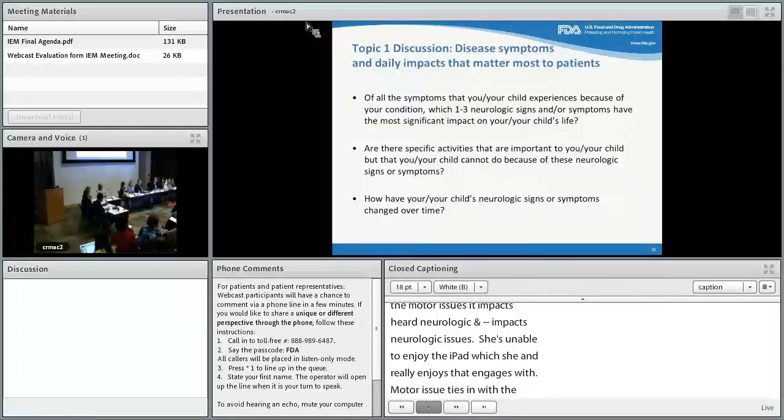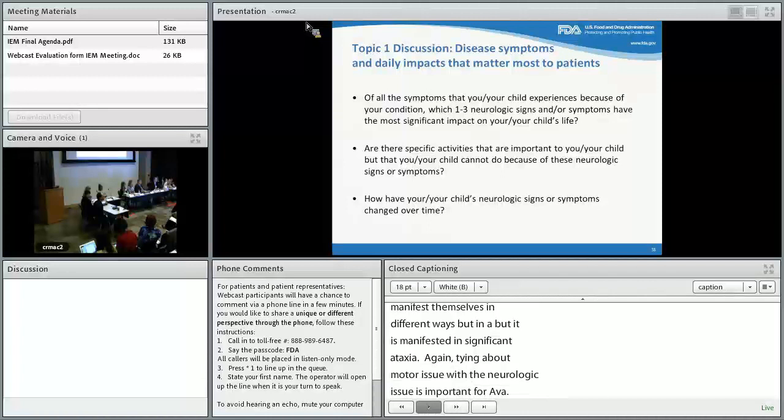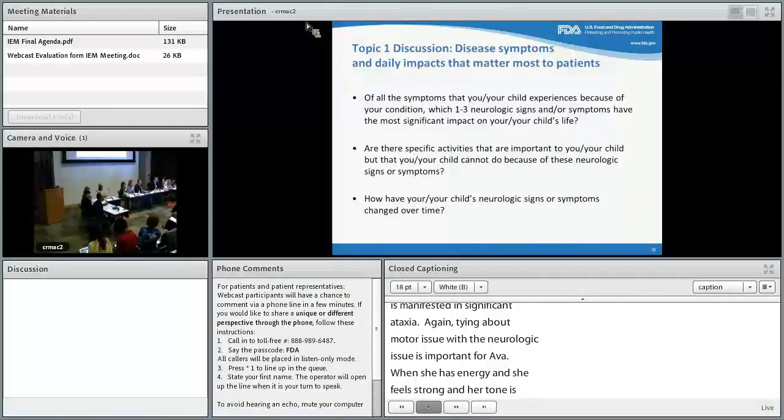Ava's blessed in the sense that she has not had progressive metabolic strokes over time, but other children with Leigh's disease do. So I think these episodic events, such as strokes, manifest themselves in different ways, but in Ava, it's manifested in significant ataxia. And again, tying in that motor issue with the neurologic issue is important for Ava. So when she has energy and she feels strong, her tone's better, she's able to do more and overcome her neurologic deficits. Okay, thank you.